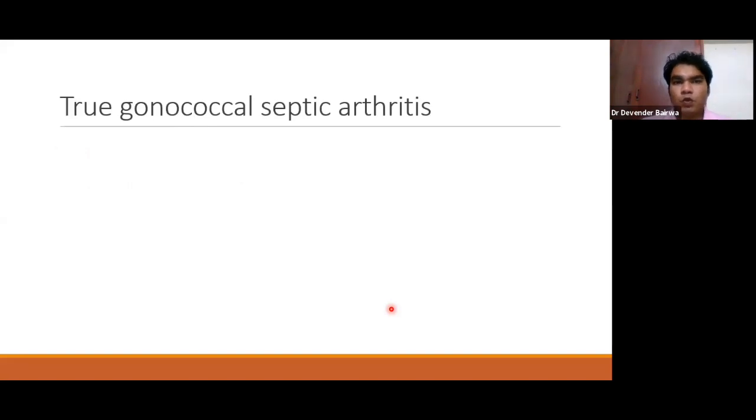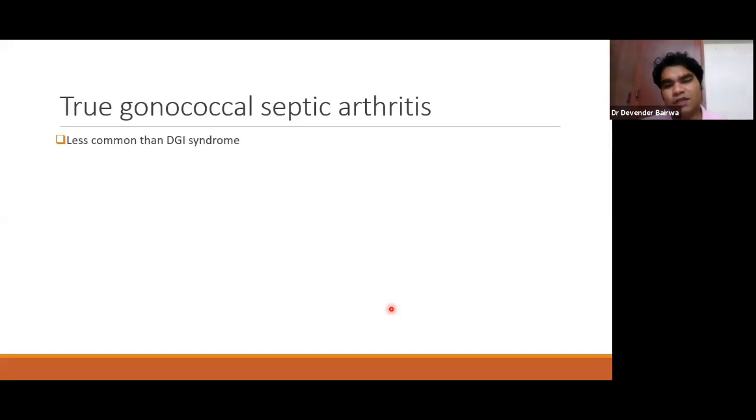Now coming to true gonococcal septic arthritis. Understand that suppose there is bacteremia in a patient of DGI. Because of bacteremia, there is a reactionary arthritis, polyarthritis. And what can happen in reality? One of the joints, or a few joints, can have a true infection. There can be a barrier breach, and the bacteria can go into the joint and cause a true infection. That is known as true gonococcal septic arthritis.